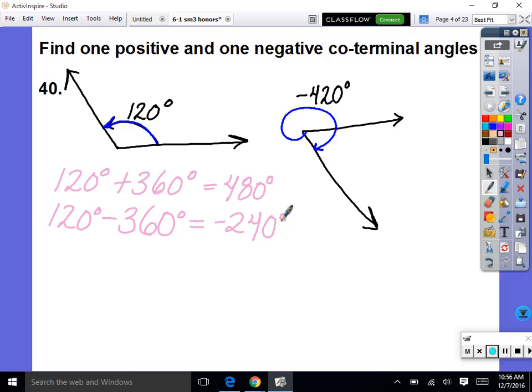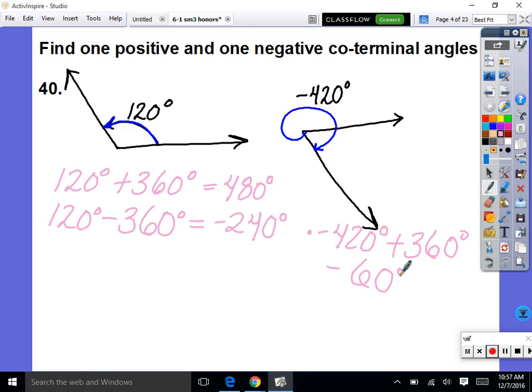So looking at negative 420 degrees, it says find a negative and a positive coterminal angle. So I'm going to think about this here. If I take negative 420 degrees and I add 360 degrees, that'll be negative 60 degrees. Okay, that is true. Is that a negative or a positive coterminal angle? It's a negative. So we've answered, we have a negative coterminal angle.